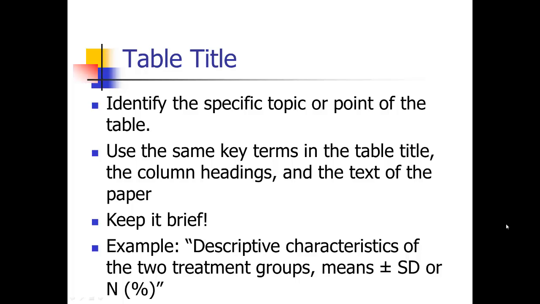You want to also keep the table title as brief as possible, but make sure you have all the key information in there. So an example would be something like descriptive characteristics of the two treatment groups. You might want to specify what the treatment group names are. I've just made up a generic title here. Means plus or minus standard deviation or n%. So you're telling them exactly what data are presented or what statistics are presented in that table.